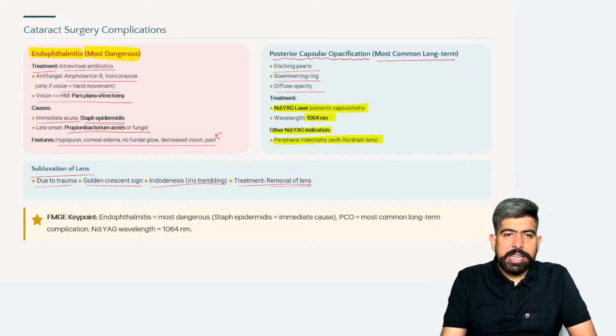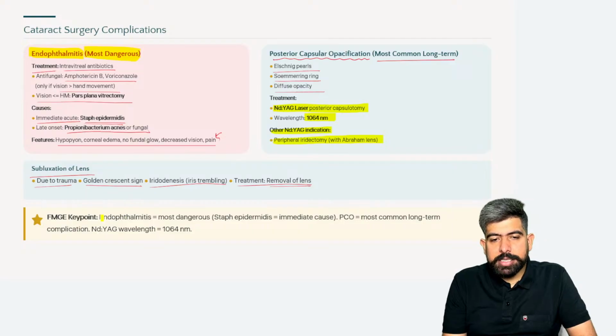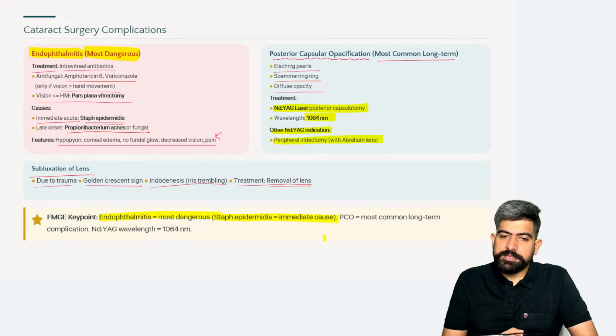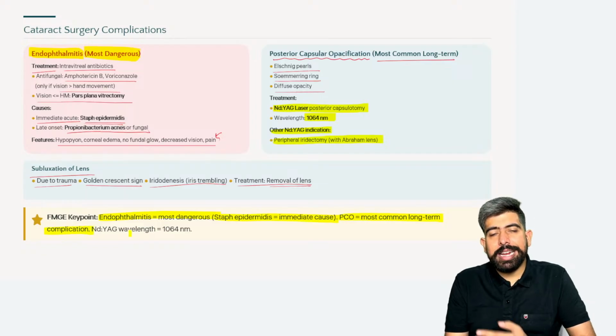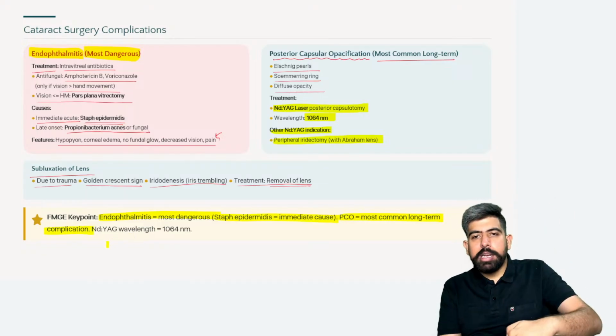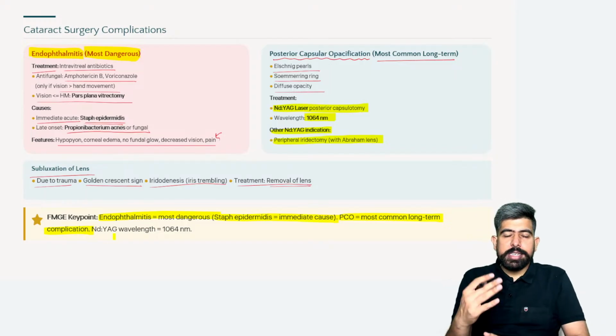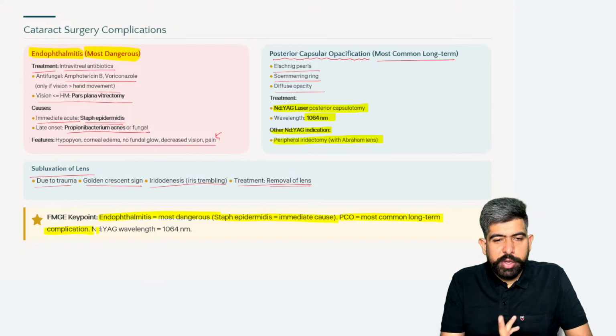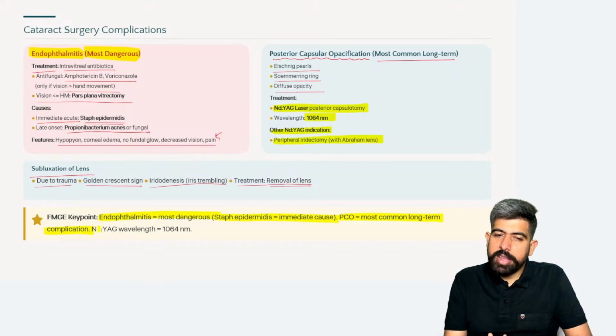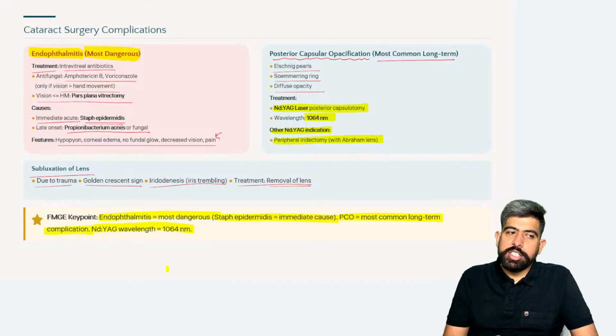What are the key points? Please remember endophthalmitis is the most dangerous, and the immediate cause is Staph epidermidis. Posterior capsular opacities are the most common long-term complication. They are not immediate, they occur after 2, 4, 5 years. And we use Nd:YAG laser for capsulotomy, posterior capsulotomy, and the wavelength of it is 1064. Please remember the wavelength.